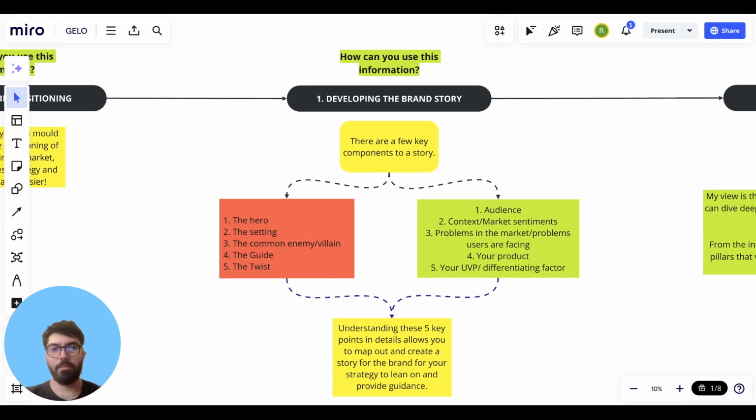So once we have these foundational items complete, we can start with step 1, which is developing the brand narrative or the brand story. Now, at Jello, we use this framework for outlining the brand story, and it looks a little something like this. You have the story's hero, you have the setting, you have the enemy or the common enemy or the villain, you have the guide, and you have the twist. And what does that look like in practice? Well, the hero of the story is not you. It's never the brand. It's always the audience.